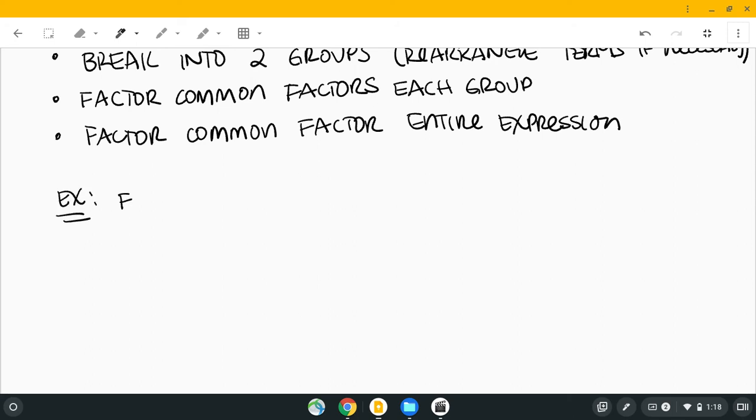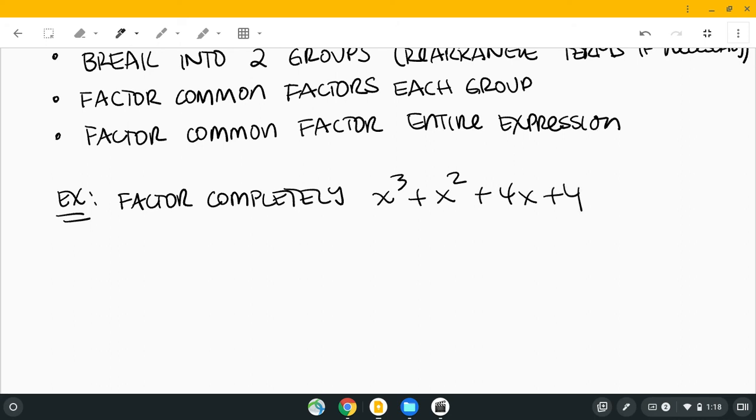So let's go ahead and factor completely. And suppose that I have this. X cubed plus x squared plus 4x plus 4. Okay. All right. So right here, I'll use purple this time. Okay, so this is going to be group 1, and then this is going to be group 2.